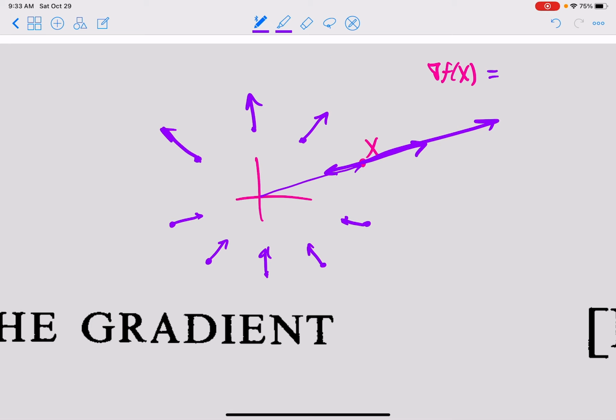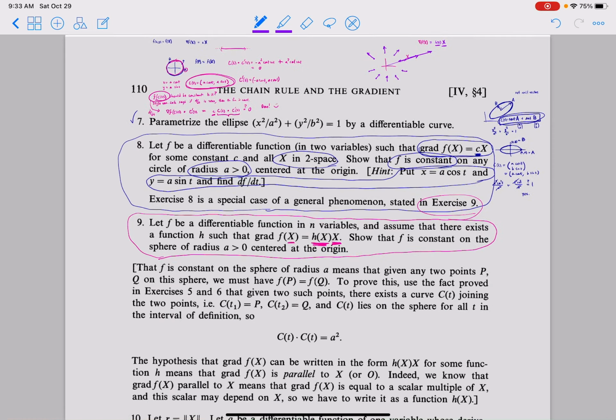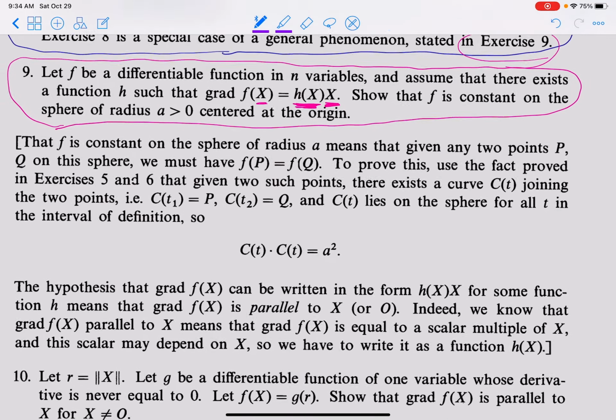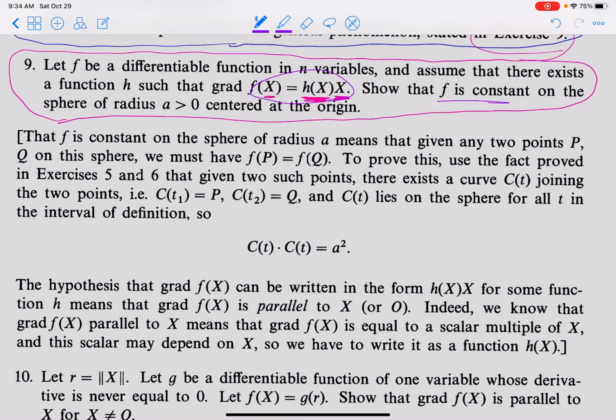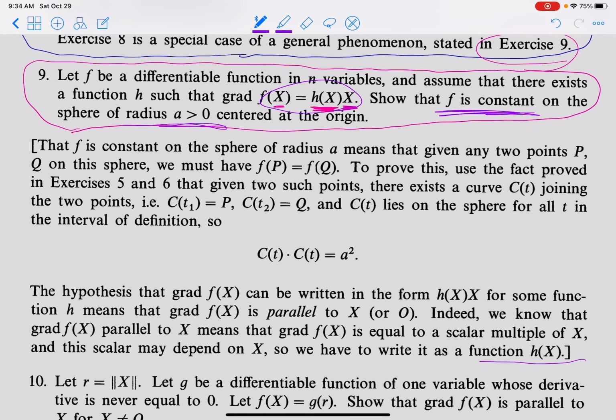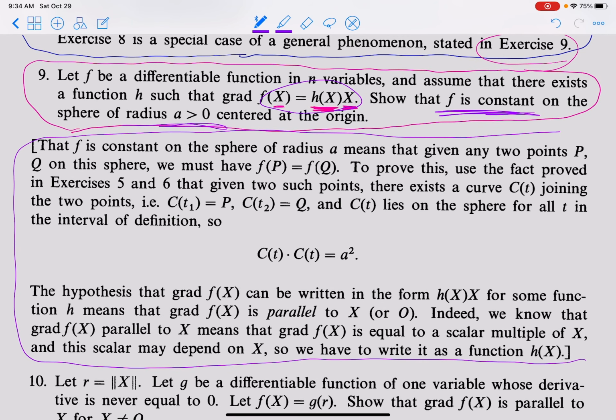But if the gradient of f at x is just some function of x times the actual vector x, so here's a number times a vector, then our picture looks like it's all radiating outward or inward in different ways. And that's a very special case. It actually happens in physics a lot. If that's true, then f is constant on every sphere. Okay? And so they just basically tell you how to do this. I mean, we've done it already. So just take a moment to read this part that I'm highlighting.